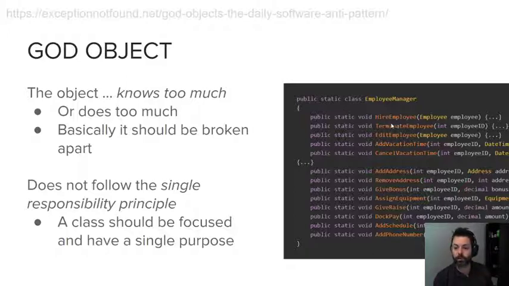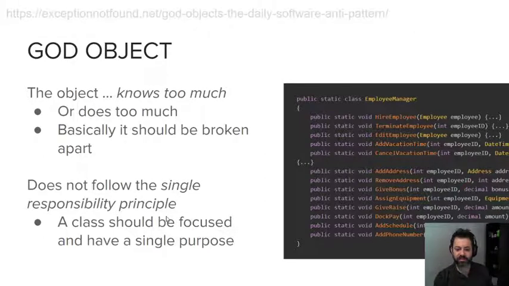So break it apart. Here we have a Java class for an employee manager. We have a bunch of employee specific functions. We have vacation time, we have addresses, bonuses, equipment, raises, scheduling, phone numbers. Logically, you could look at this, and this is snipped, by the way. There's a bunch more functions in here. You look at something like this and say, yeah, that could be tied to the manager, but there's way too much going on here. This needs to be broken apart into subclasses or other separate classes, right?